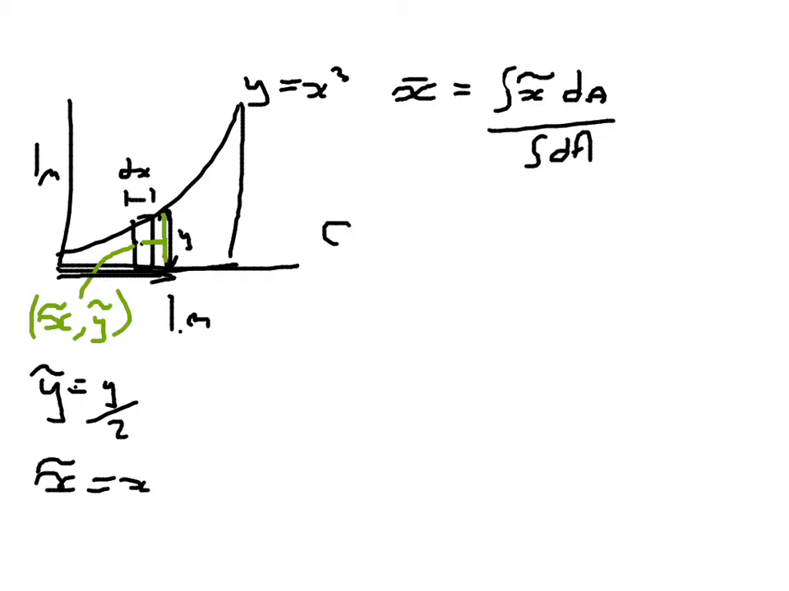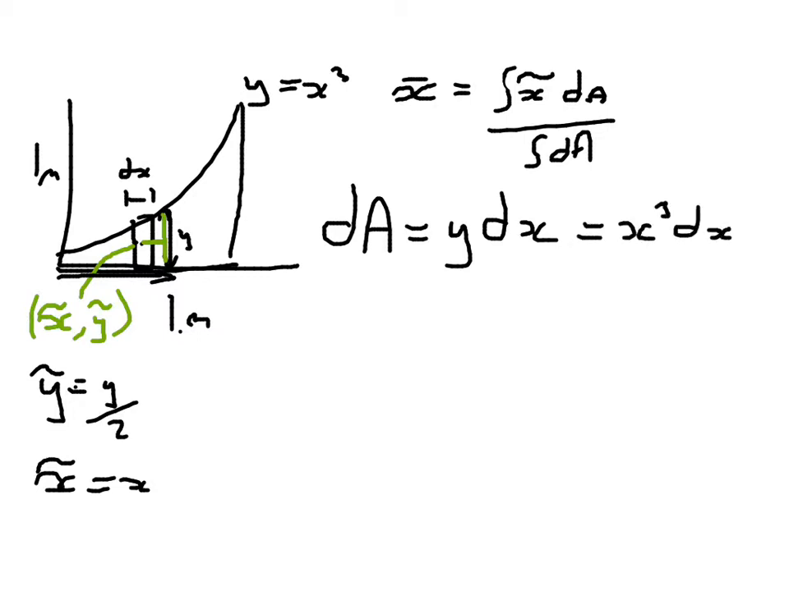So our area is going to equal, for that rectangle, y, the height, times the width, dx. Well, y, we're told for this line, is x cubed. So that's the same as x cubed dx. Our x tilde position, we've already said, is x. Our y tilde position, we've said, is y over 2, and y is x cubed, so it's x cubed over 2. We can now start substituting things into our equation.